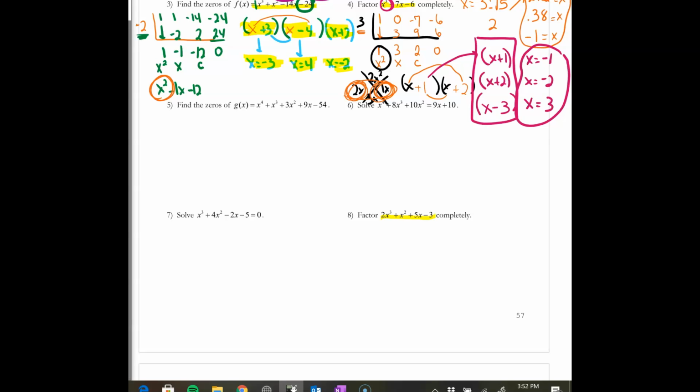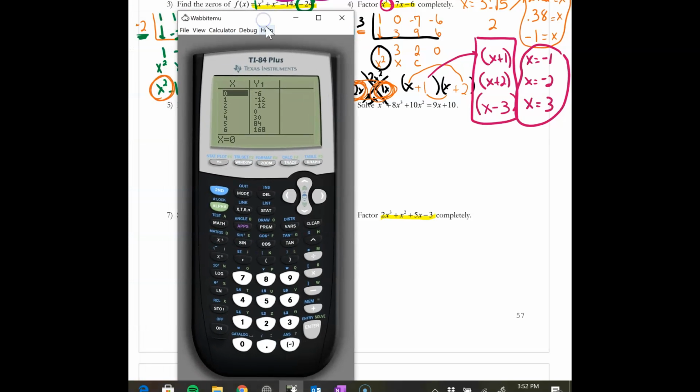So what we want to do to cheat a little bit is I'm going to go to the y equals button, bringing this in my screen, and I want to go to my y equals and just type this new equation in. So 2x cubed plus x squared plus 5x, and then minus 3. And again, if you want to see what it looks like, just press zoom and then 6.